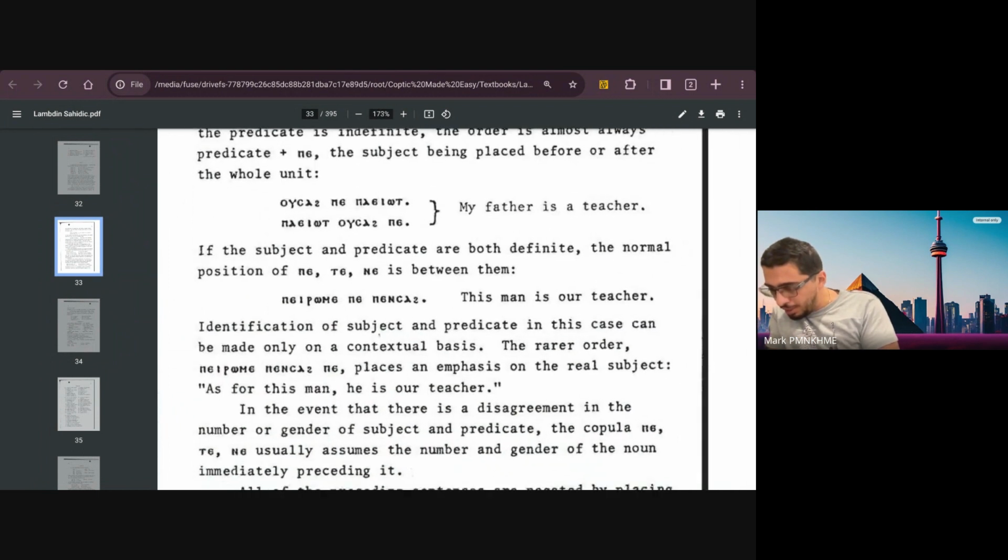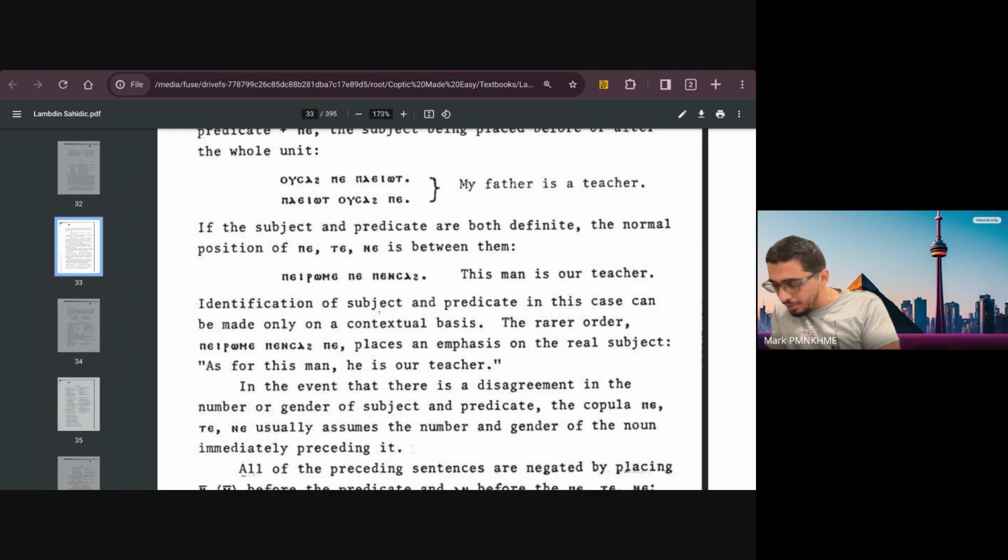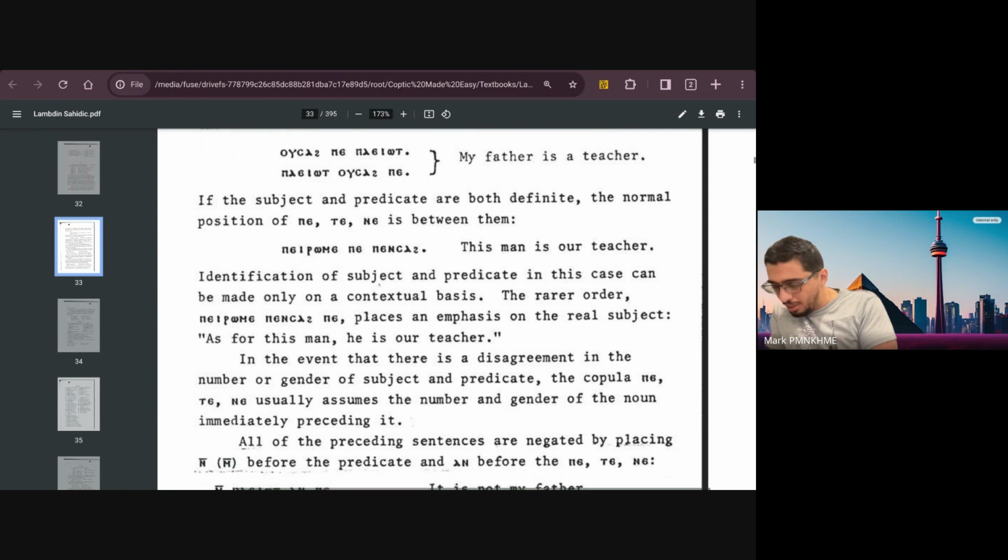If the subject and predicate are both definite, the normal preposition of pe tene is between them. So pe romi pe pensach. This man is our teacher. Education of subject. It can only be made on a contextual basis. The rare order of Peirome Pesachpe places an emphasis on the real subject. As for this man's art teacher. Okay, so he's saying technically, when you have two definites and pe is in between, it can mean anything.